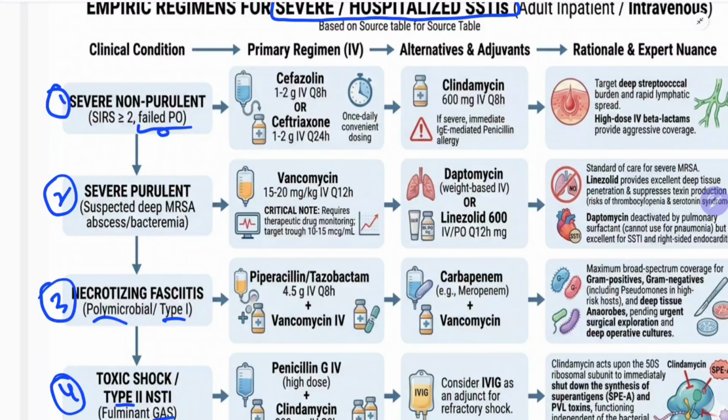So first let us discuss severe non-purulent or failed per oral therapy. So moderate to severe, what drugs should be used? Guidelines suggest cefazolin and ceftriaxone once daily, convenient dosing. Because mainly streptococcus is our target, that's why we are using it. The second alternative you can use is clindamycin. Why? Clindamycin covers both MRSA as staphylococcus as well as streptococcus, so you can use this. So target deep streptococcal burden and rapid lymphatic spread. High dose IV beta-lactams provide aggressive coverage. So for moderate to severe non-purulent infection, we can use ceftriaxone or clindamycin.